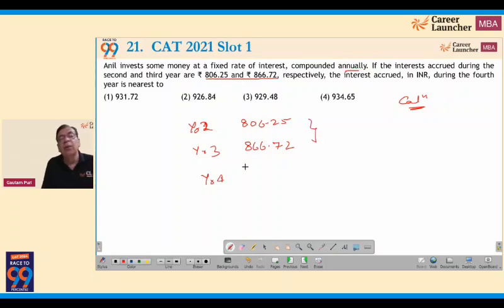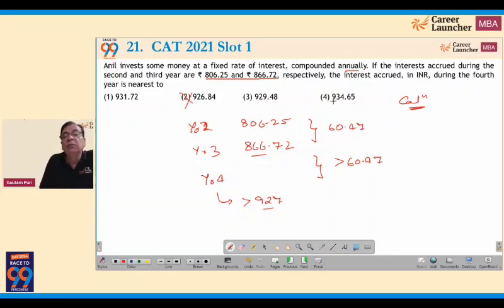Now, please tell me, what is the interest we have received out here? Can I say I have received an interest of approximately 60.72 minus 25, so 60.47? So can I say this should be greater than 60.47? Isn't it? So can I say year 4 value should be greater than 866 plus 60? So 927 approximately. It should be slightly more than 927.